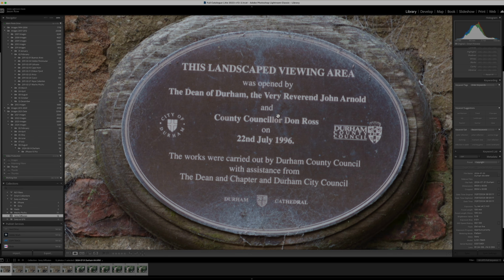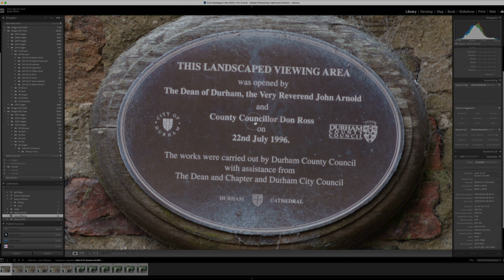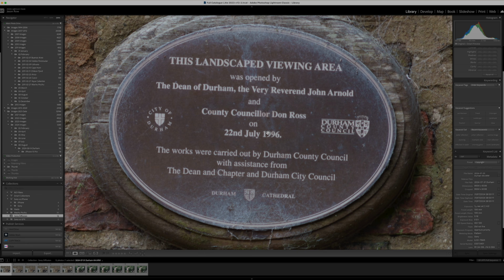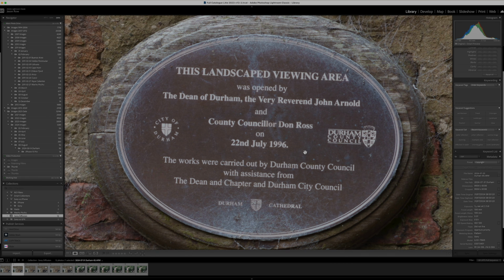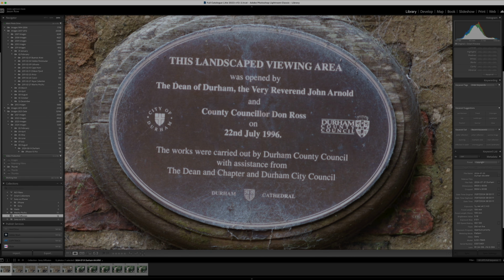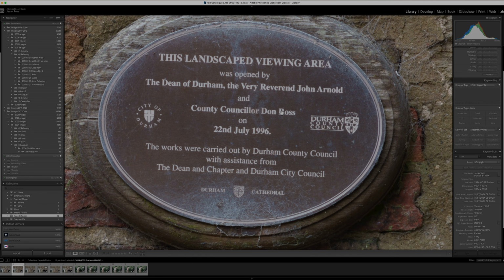That looks pretty sharp. I can't see anything wrong with that. That's at 200% and that looks pretty good. If we go to f5.6, I would say that actually got very slightly sharper at 5.6. So we're beginning to creep into the sweet spot for the actual lens at 5.6.